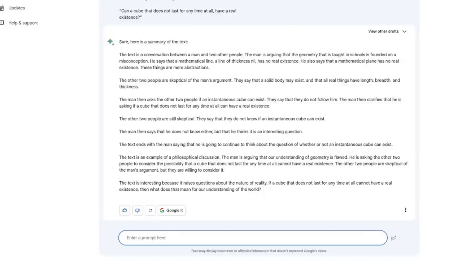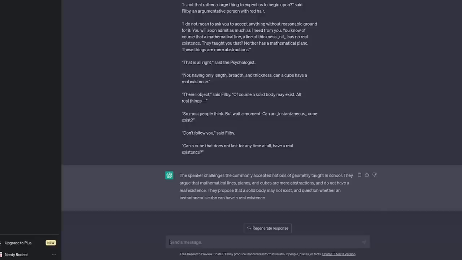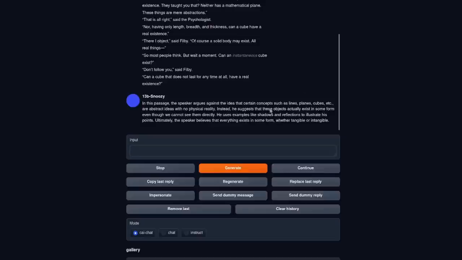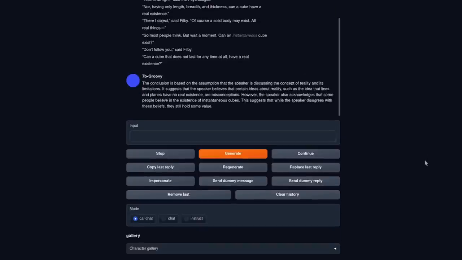Bard really gets into it. Look at that. That's a massive result. This text is a conversation between a man and two other people. Okay, fair enough. The man is arguing that geometry that is taught in schools is founded on a misconception, and they go on about much the same thing. I think they all did quite well. Bard is obviously the longest one there. ChatGPT, it's okay, it's interesting. And both of those, I think they did all right, all of them on summaries.